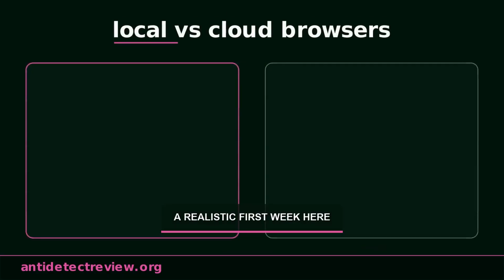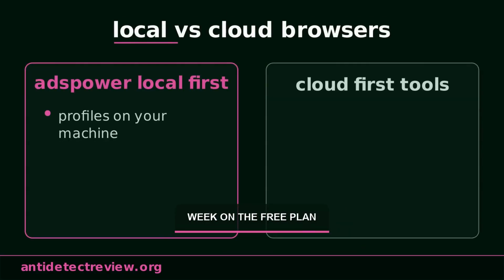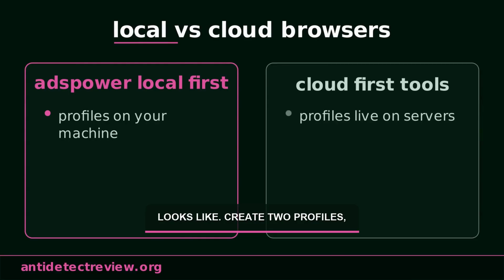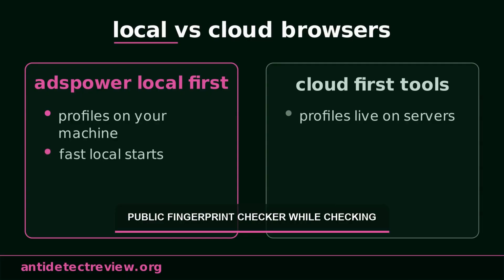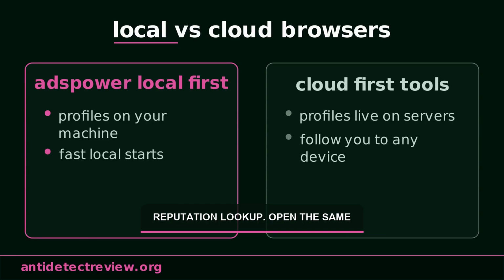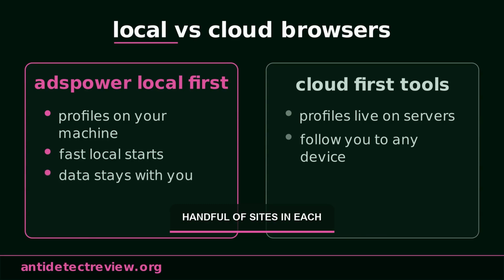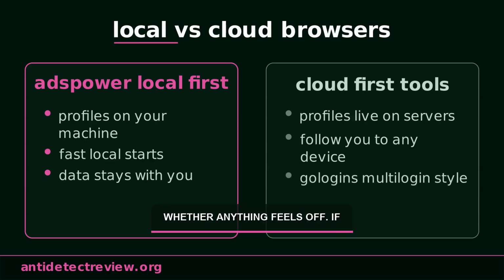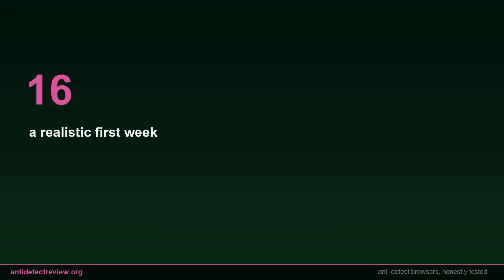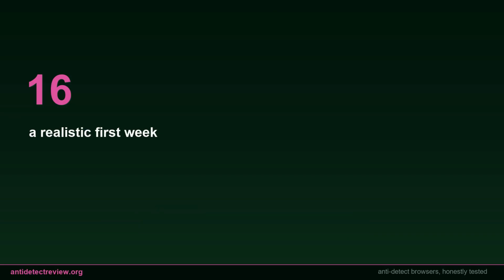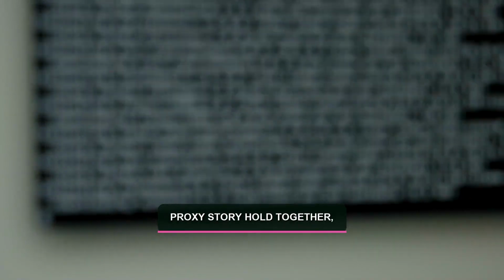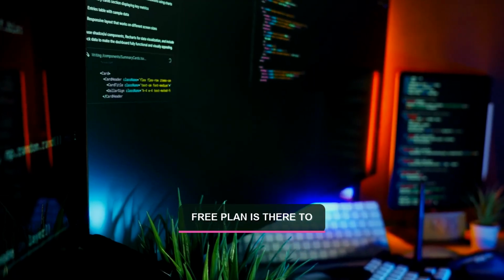A realistic first week. Here is what a sensible first week on the free plan looks like. Create two profiles. Attach a real proxy to each, and verify both against the public fingerprint checker while checking the proxies through a separate reputation lookup. Open the same handful of sites in each and just use them normally for a few days, watching whether anything feels off. If automation is your goal, wire up one small scripted task through the local interface. By the end of the week, you will know whether the tool fits your workflow and whether the fingerprint and proxy story hold together, which is exactly what the free plan is there to tell you.